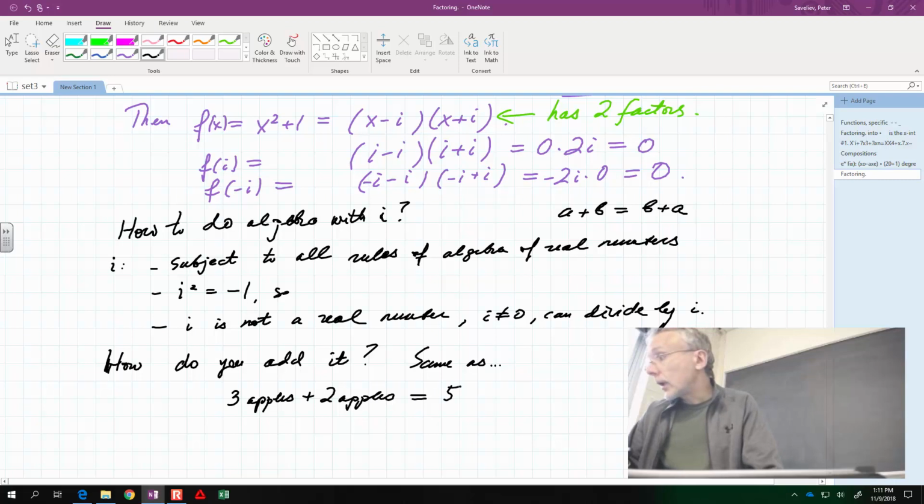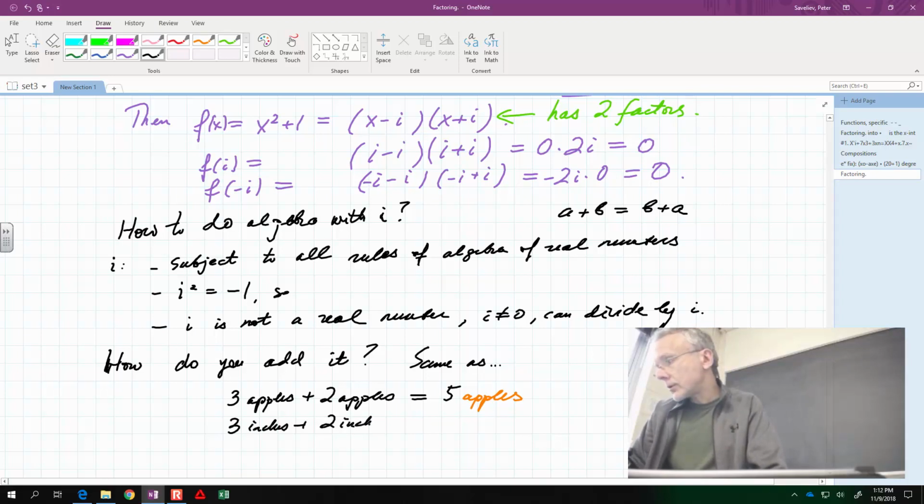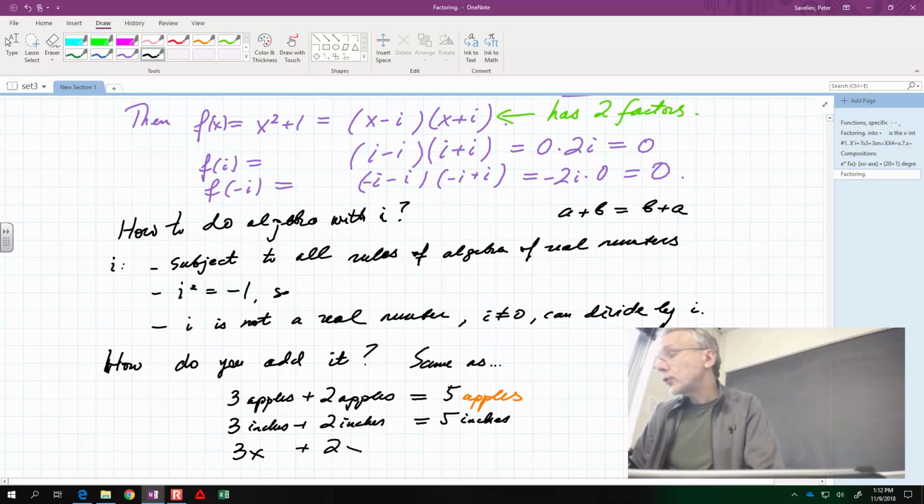5 apples. But you do not say 5. So 3 apples plus 2 apples is not 5. It's 5 apples. If you skip apples, you're wrong. Similarly, if you have 3 inches plus 2 inches, the answer is 5 inches. It's not 5, it's 5 inches. Apples, inches, whatever, or how about 3x plus 2x isn't 5, it is 5x.